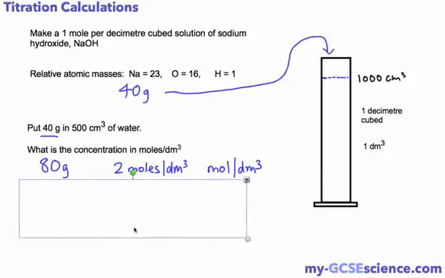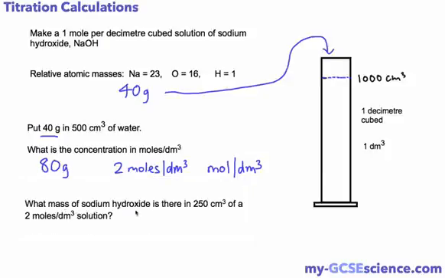The last question here says, what mass of sodium hydroxide is there in 250 centimeters cubed of a 2 moles per decimeter cubed solution? Okay, so we're still dealing with sodium hydroxide. We've got 2 moles in a decimeter cubed, and we know that that's 80 grams. So we've got 80 grams per decimeter cubed. How about in 250 centimeters cubed?